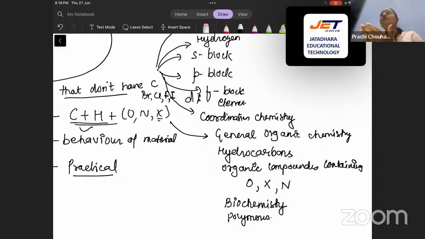Now, there are a few units which you will learn in 11th standard, and other units which you will learn in your 12th standard. I'll also tell you which chapters we will be covering in your 11th standard.